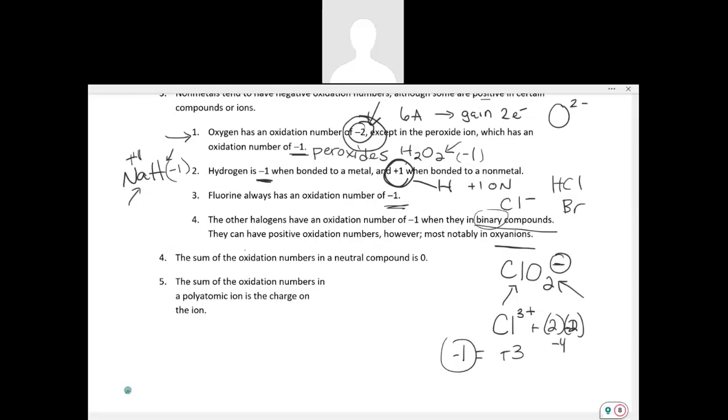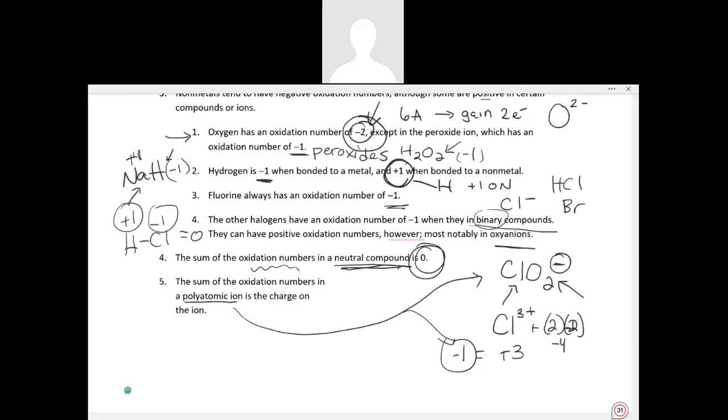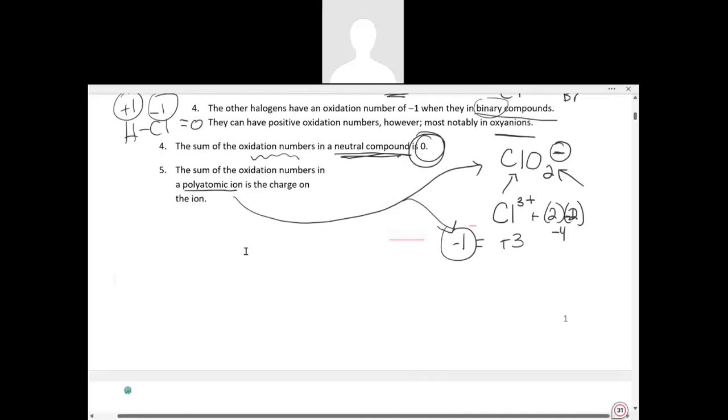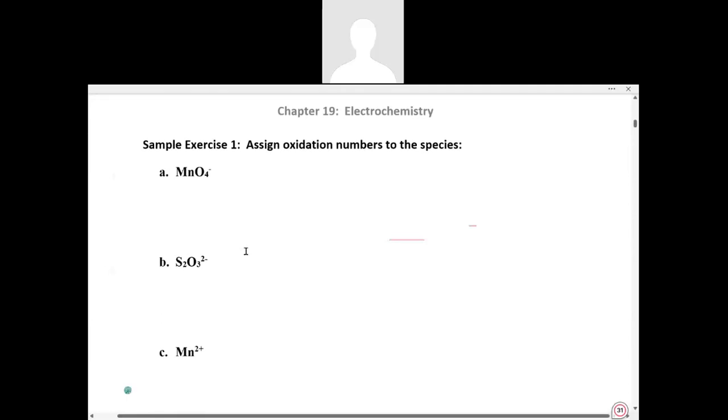All right, so on that note, that's a polyatomic ion, a combination of multiple elements together that has an ionic charge. In this case, it's an anion. But if we have a neutral compound, all of our oxidation numbers, when we add them together, have to sum to 0. So in the case of HCl, if we have a -1 here, we must have a +1 here, and vice versa. Together, they equal 0. The sum of oxidation numbers on a polyatomic ion, like we saw over here, is the sum of the charge, so -1.